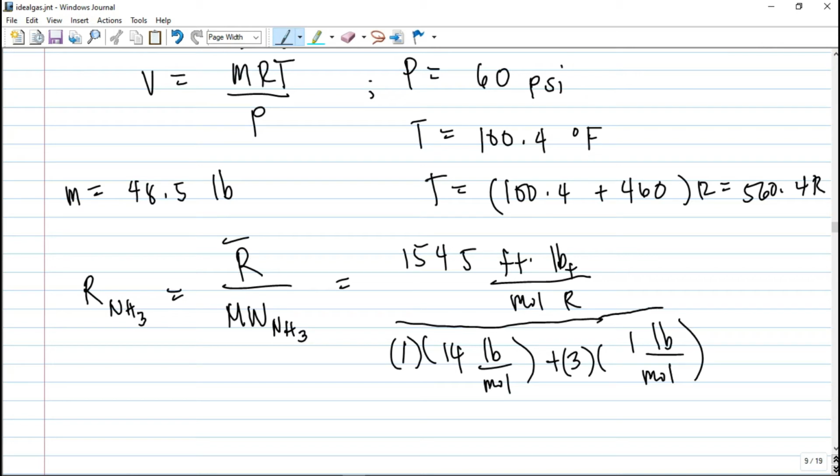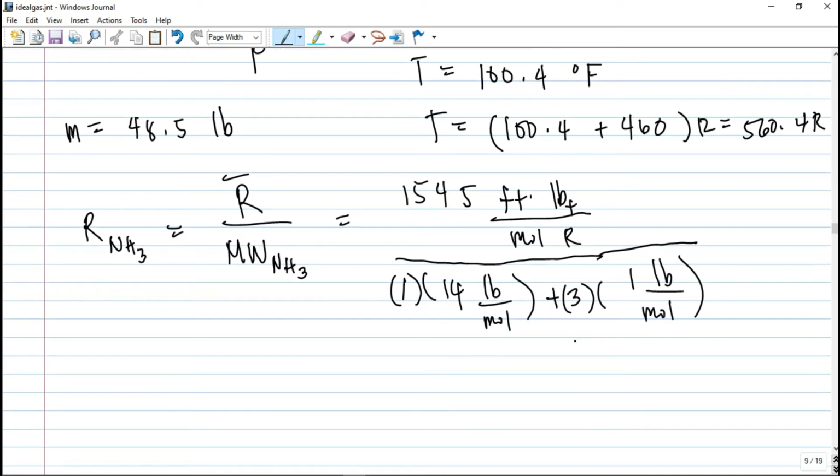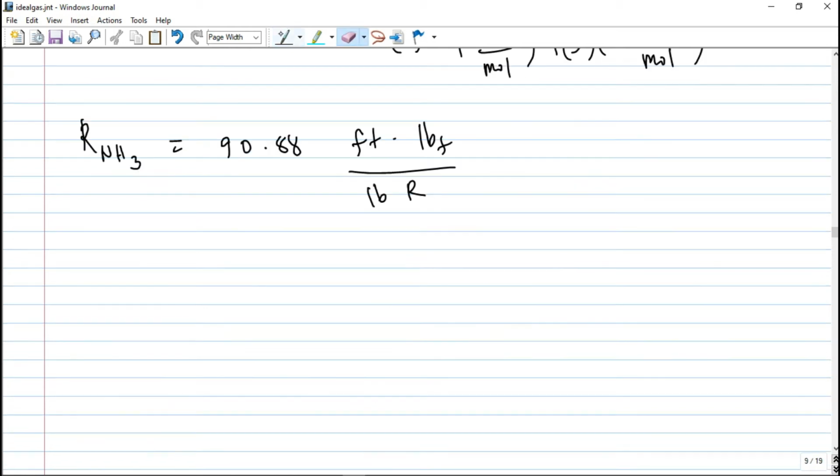So i-divide lang natin yan. Ang unit natin dito is foot-pound force per pound mass Rankine for that gas constant of ammonia. Gas constant of ammonia is given by 90.88, that is foot-pound force per pound mass Rankine. Then let's find the volume. This is the final answer.